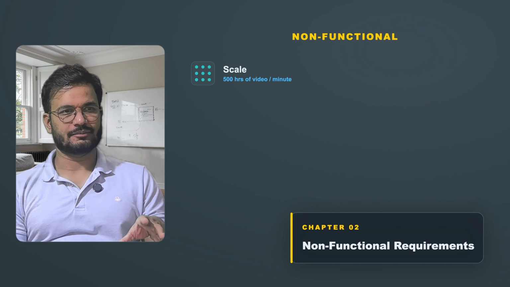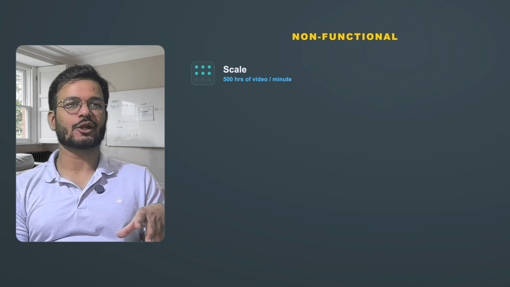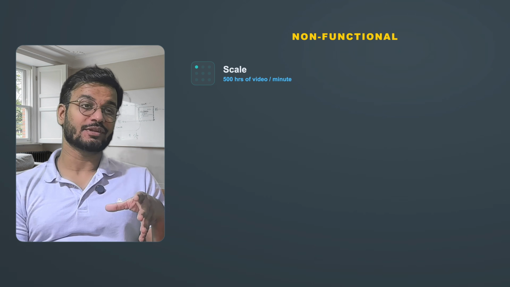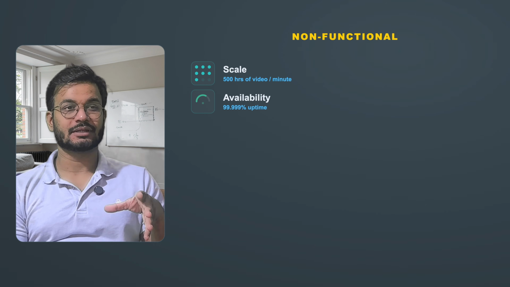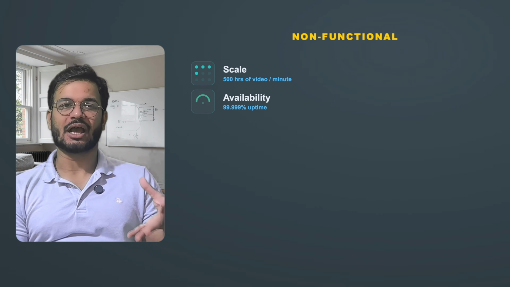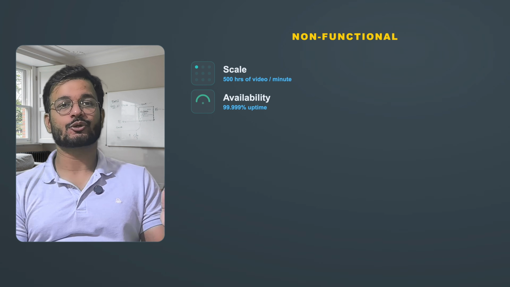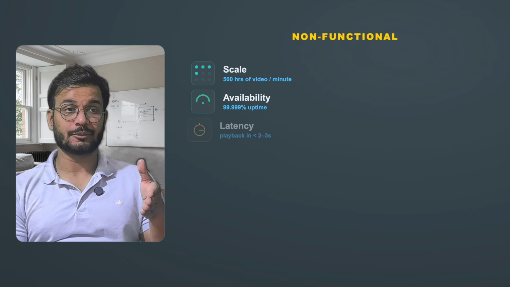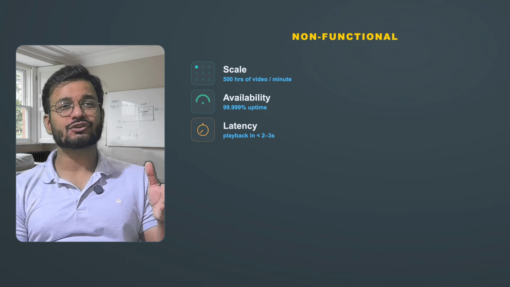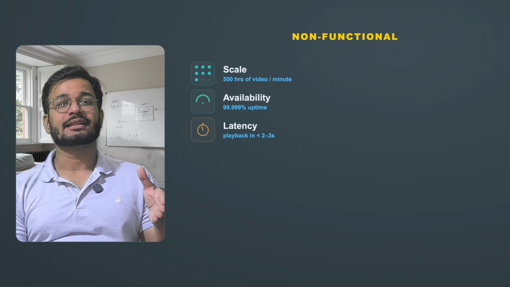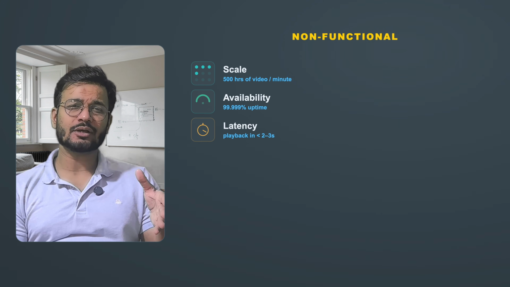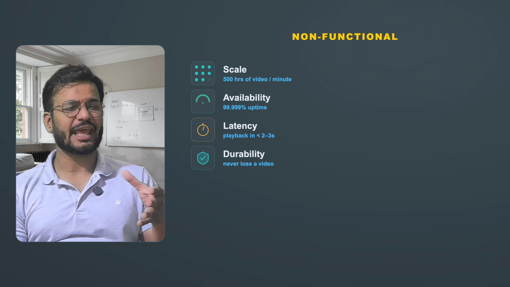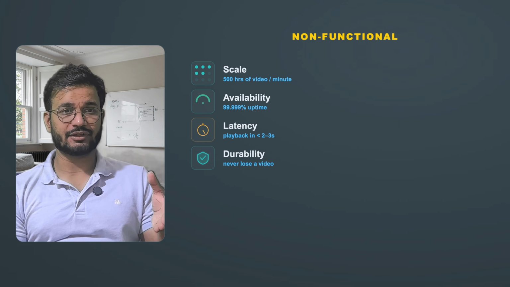Now, the non-functional requirements. At scale, YouTube processes around 500 hours of video uploaded every minute. This is not a typo. 500 per minute. Then availability: streaming must be highly available. Users expect video to play. Five nines, 99.999% uptime. Then latency: video should start playing within 2 to 3 seconds. That is the user's expectation. Any longer, they leave. About durability: videos must not be lost, ever. This is irreplaceable creator content.